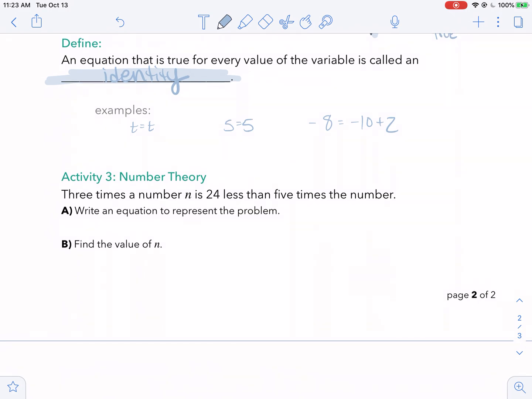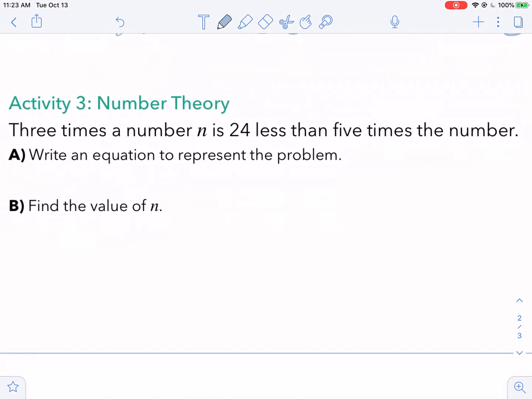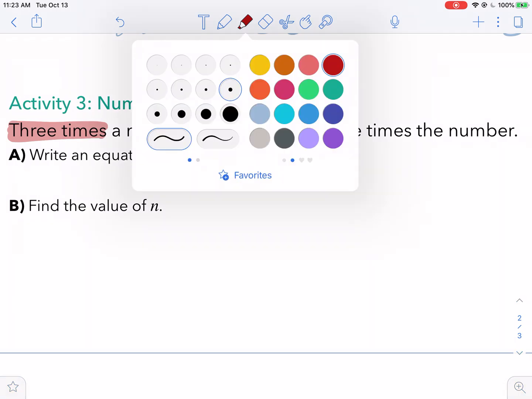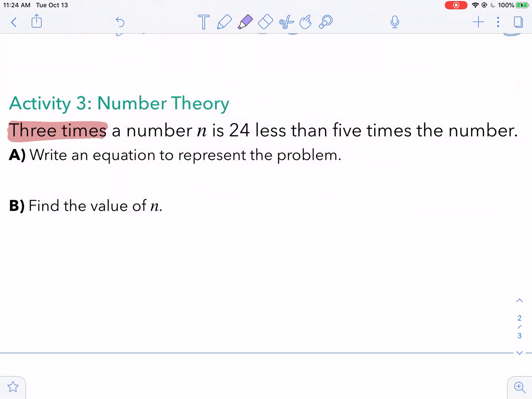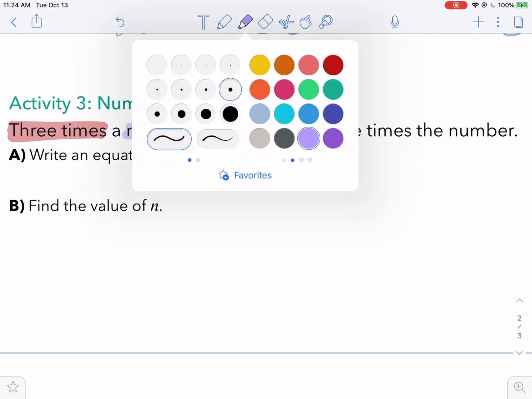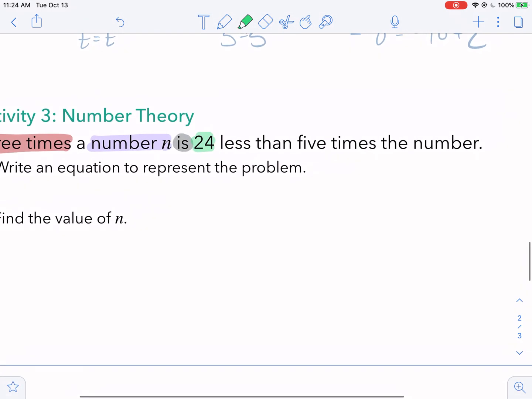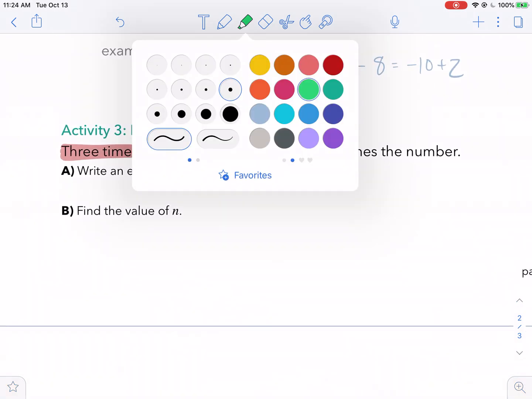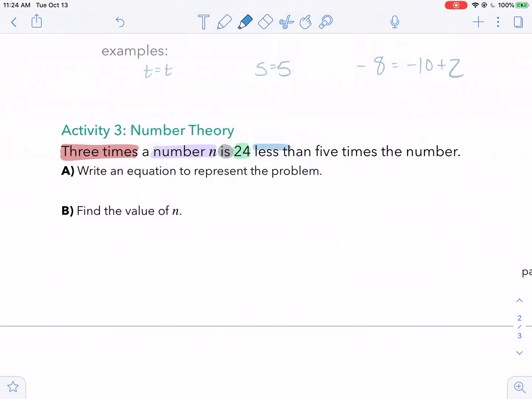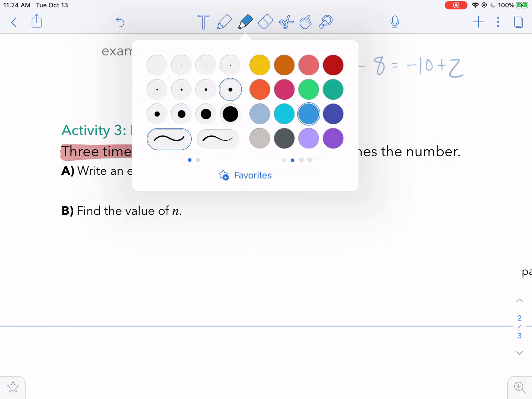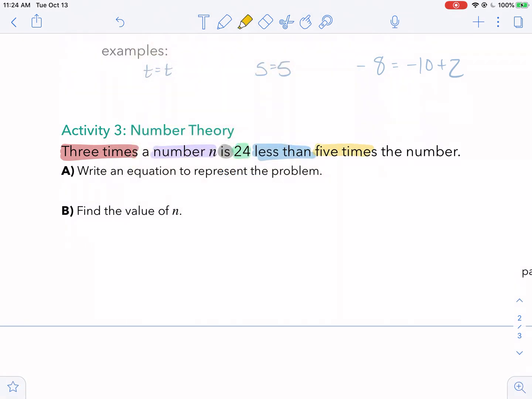Now here's one more. Say that I have a number in mind. I'm thinking of a number, and 3 times that number, excuse me, I have the hiccups. 3 times some number n is equal to 24 less than 5 times the number. I'm running out of colors. Less than 5 times that number. Oh, that same number.